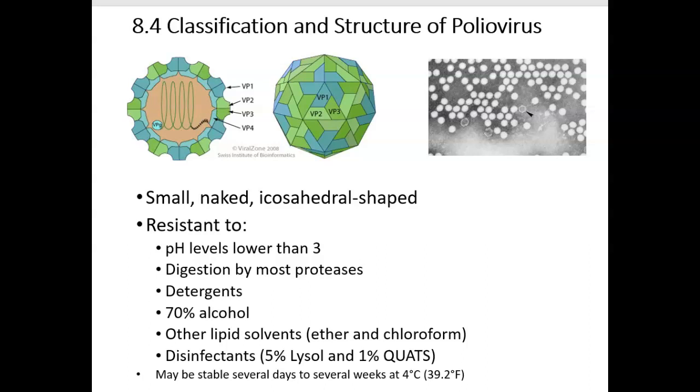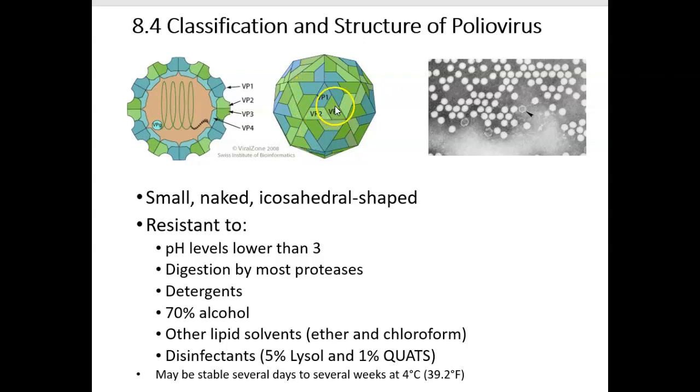Alright, so this is part 2 of the lecture on enteroviruses and polioviruses. So, welcome back. If we look at the structure of poliovirus, remember it's small, it's naked, it's icosahedral. It has 4 structural proteins, but looking from the outside, you can only see 3.